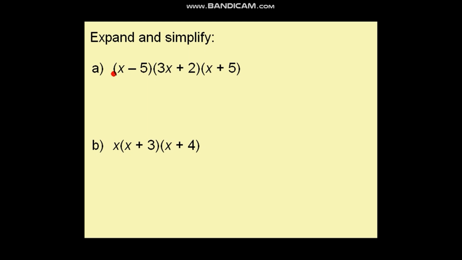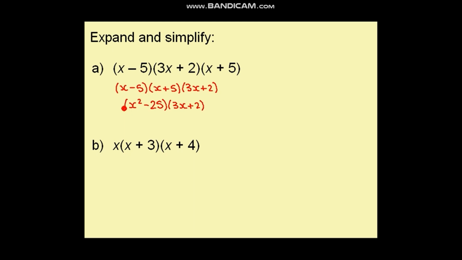If I scan this, I can see that I've got an x minus 5 and an x plus 5. If I multiply these two together, it will give me the difference of 2 squares. So I'm just going to write this in a nicer order. I've got x minus 5, then the x plus 5, and then the 3x plus 2. Now I can multiply here. Remember, this is the difference of 2 squares. So I've got x squared minus 25. And I want to multiply this by the final part, which is 3x plus 2.